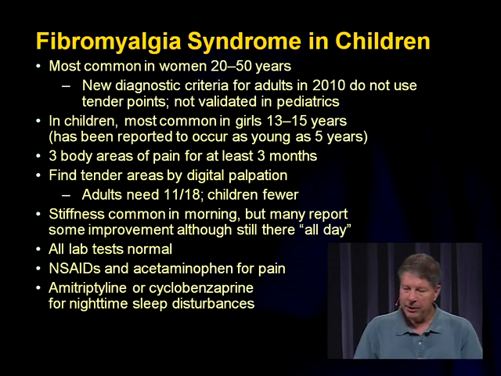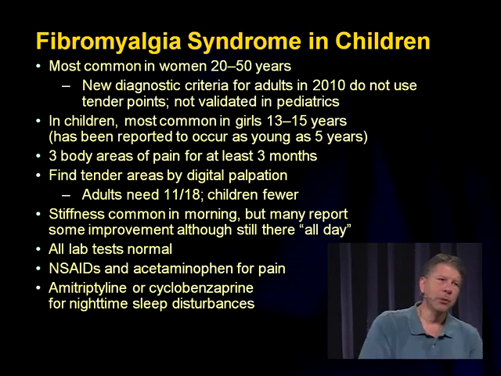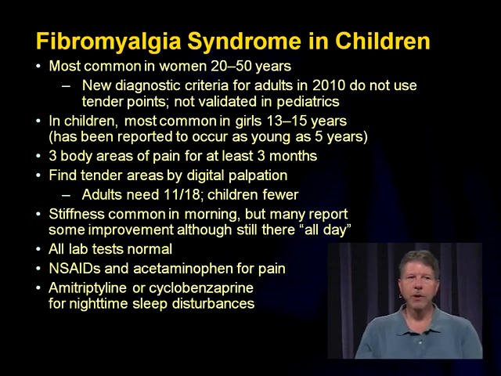Okay, fibromyalgia syndrome in kids. Most commonly we see it in women, 20 to 50 years old. In the adult literature, we've got new diagnostic criteria that got rid of all those trigger points. That came out in 2010. But for pediatrics, it's not validated. So in peds, we're still using the trigger points. So just be aware of that.